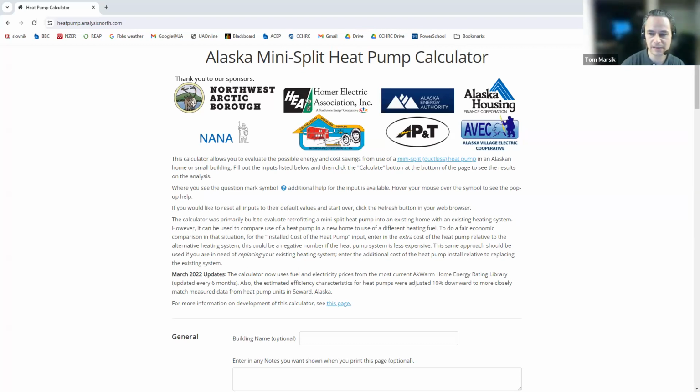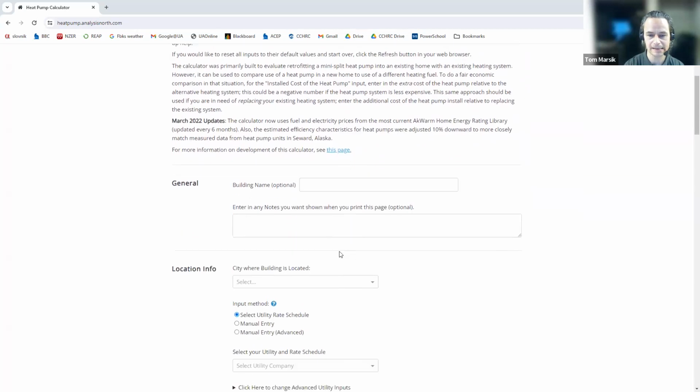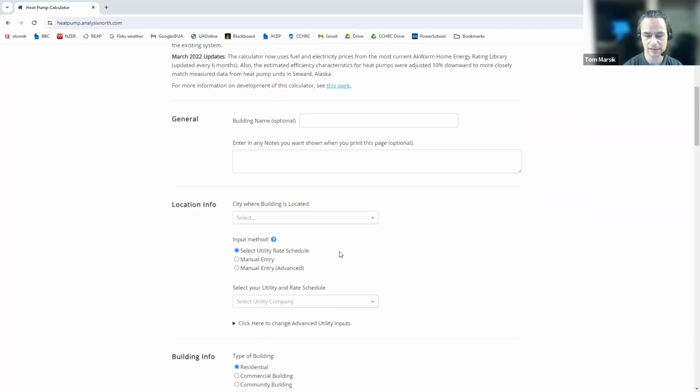So, the Alaska Municipal Heat Pump Calculator. Again, this allows you to evaluate how effective a heat pump is in your given situation. And not only that, it also allows you to optimize how to use the heat pump, deciding things like at what temperatures you want to be turning it off. So let's go through it together. I'm not going to go into a lot of details just for the sake of time.